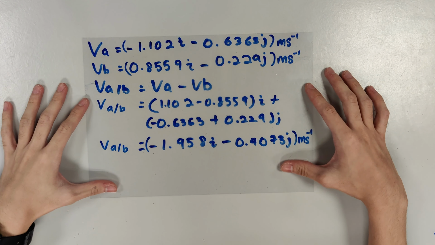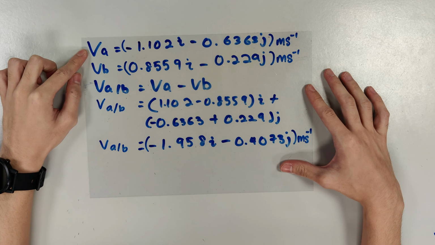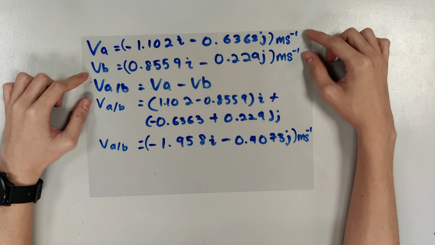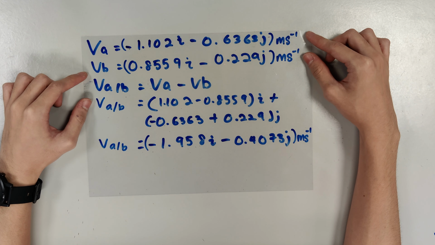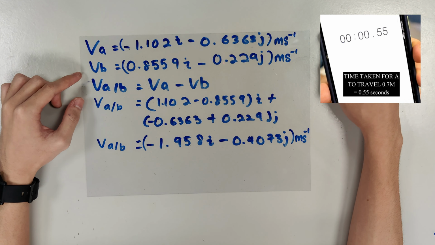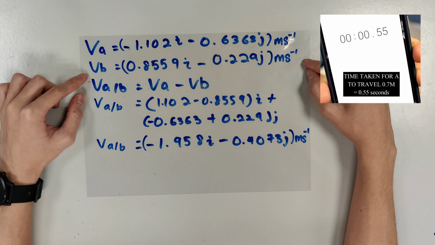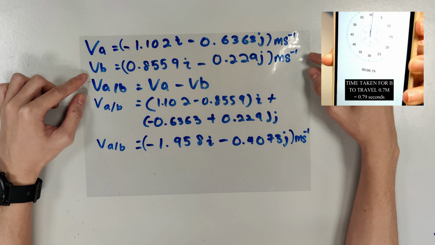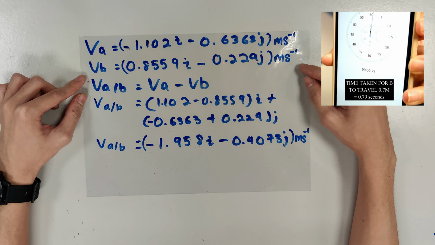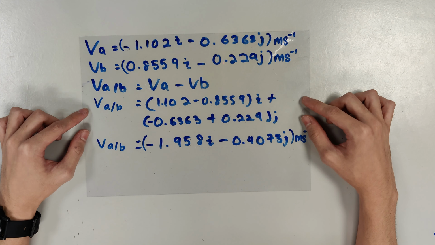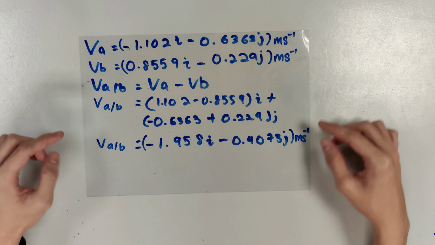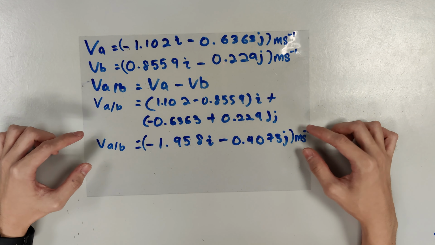With the general formula obtained, now we can obtain the velocity of A and velocity of B in vector form, which are as shown here. The time taken for A to travel 0.7 meters is 0.55 seconds, and the time taken for particle B to travel 0.7 meters is denoted as 0.79 seconds. So these values will be obtained, and now by using the relative motion equation of velocity of A with respect to B, we can obtain this full vector form.